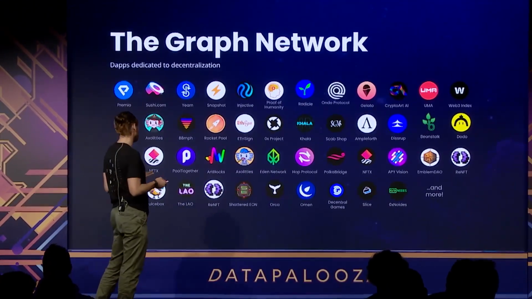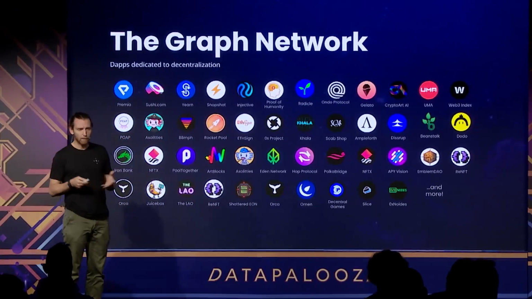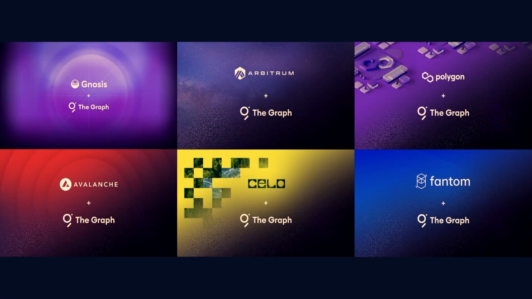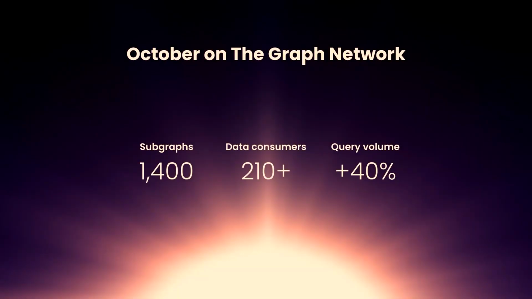The Graph Network is also built on subgraphs. This standard API used by many, many developers has created this flourishing decentralized ecosystem, many dApps being deployed, rolling out support for many more chains. And if you are a blockchain, please get in touch. There's a new chain integration process where we're trying to open up access to support indexing of more chains on The Graph Network. We're seeing great growth. So October on The Graph Network, we saw continued increase in query volume, more and more subgraphs, and more data consumers.